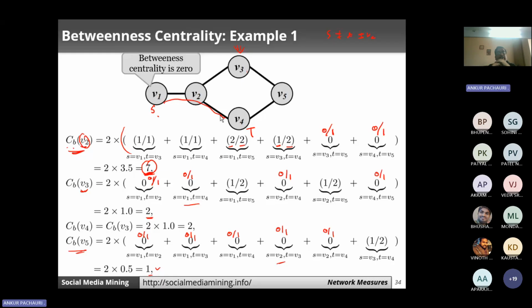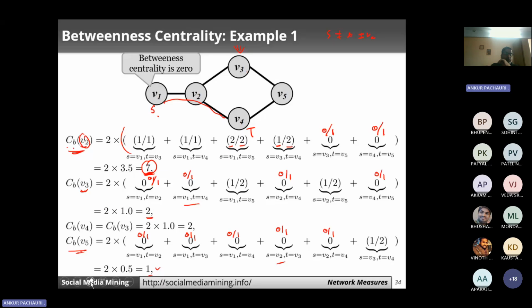Clear? I hope your doubt is clarified now. I was considering this also, V1, V2, V3, V5, V4. Fine. But this is not the shortest one. This contains two edges and this contains 1, 2, 3, 4. So this path is not the shortest one. Although it is a path, it is not the shortest path. The moment I'm talking about the path, path by default here means shortest path. Yeah, clear. Thank you.